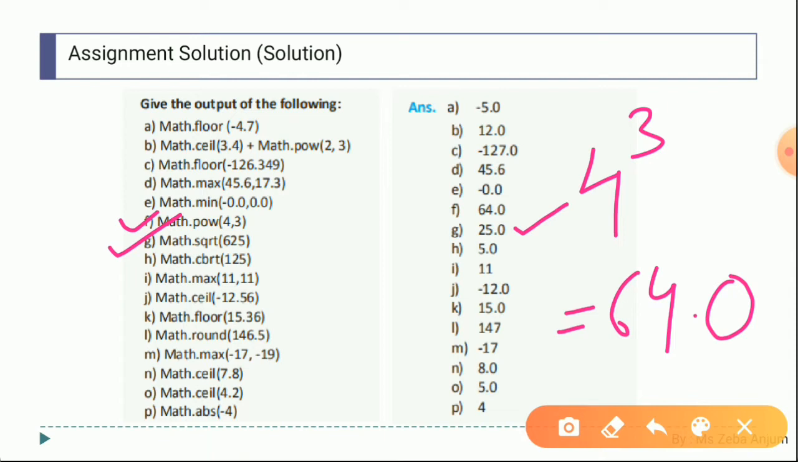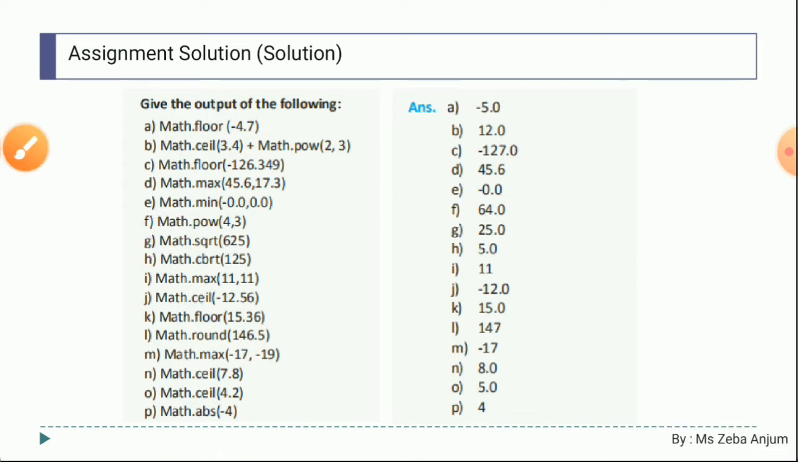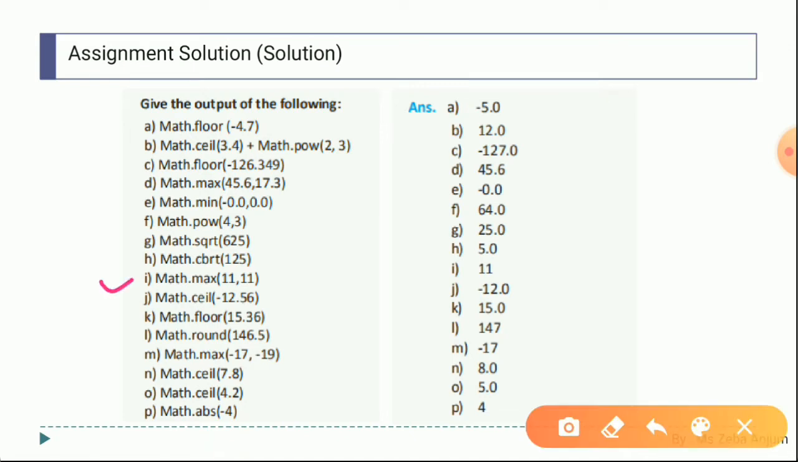The same thing goes with your H part, Math.cbrt(125). You will be getting 5.0 as an answer. Now see the I part. You are having 11 as well as 11, both the quantities are the same, and you have to find out the maximum value amongst those, so it is going to give you 11 only. Okay, there is no error in this thing.